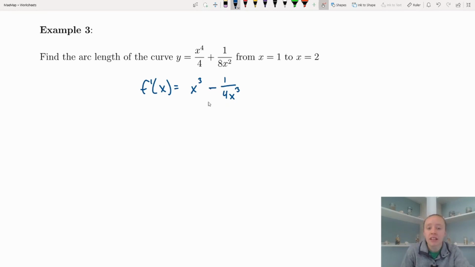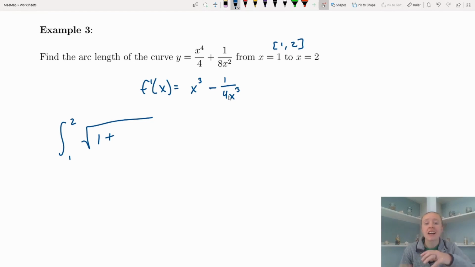The only thing that would make this function undefined is if x was 0, and my interval goes from 1 to 2. 0 is not included in that interval, so I can indeed complete the arc length formula. So I'm going to go from 1 to 2 of the square root of 1 plus f prime of x squared. I like to do a little bit of bookkeeping first in order to make it easier to do. So as opposed to squaring it within my definition, I'm going to square it over here. So f prime of x squared.